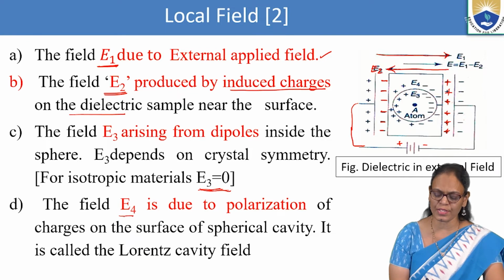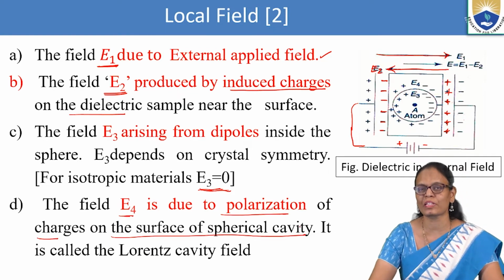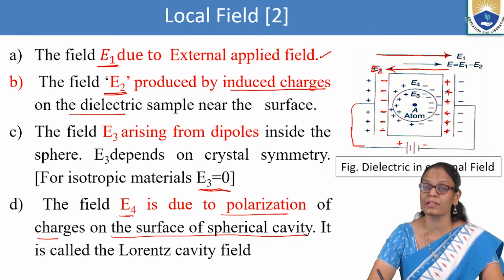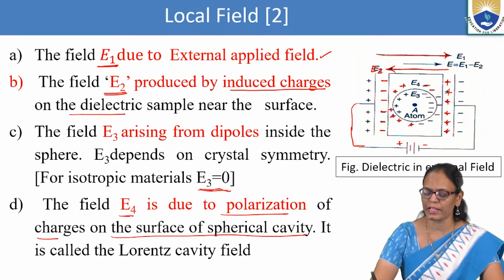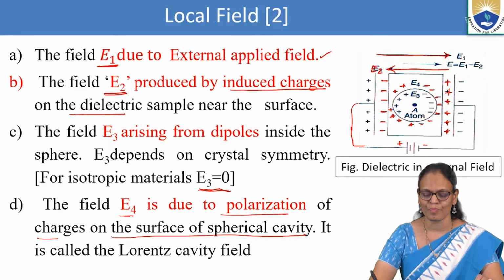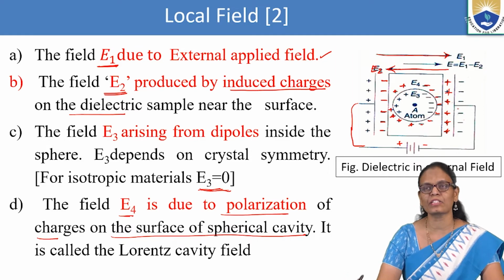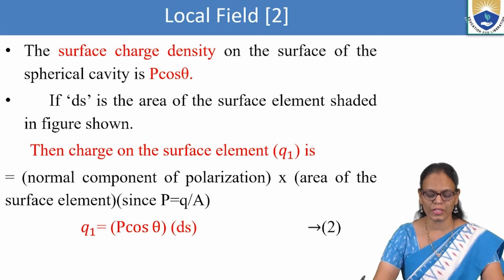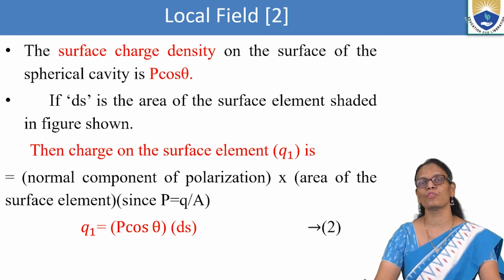Then E4 is due to the polarization of charges on the surface of the spherical cavity. This is the major contribution. Because of the negative charge induced on the surface of the dielectric, there will be positive on the surface of the sphere here and negative on the other side. E4 is due to these induced charges on the surface of the sphere, and this is called the Lorentz cavity field.